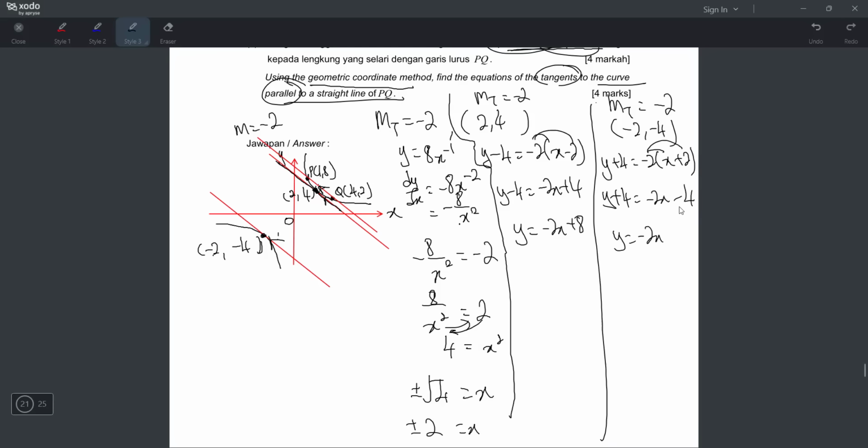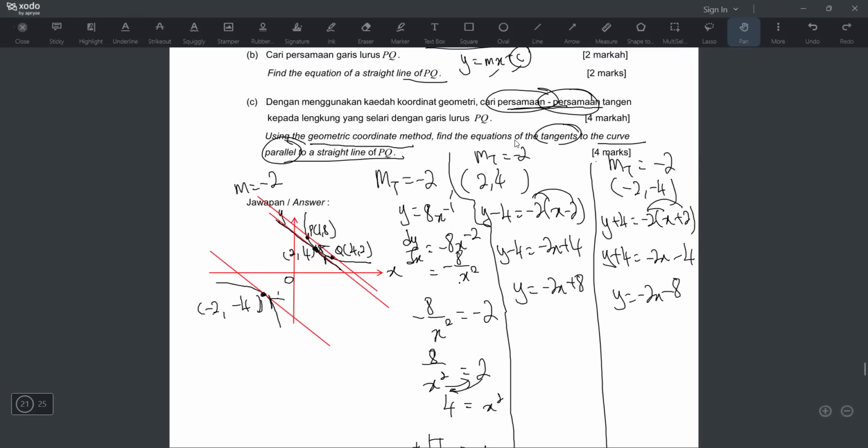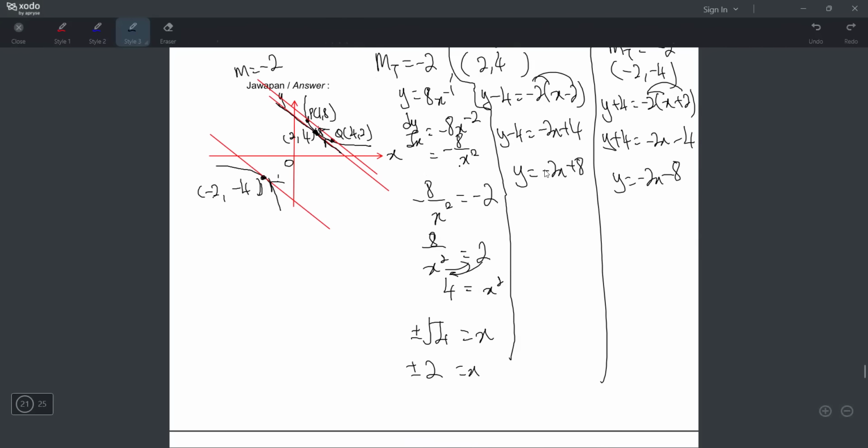Y equals -2x, -4 minus 1, -8. Okay. So the soalan asks for equations of tangents. Cari persamaan tangent yang selari dengan PQ. So ada dua line tangent lah yang selari dengan PQ. Yang ni dengan yang ni.